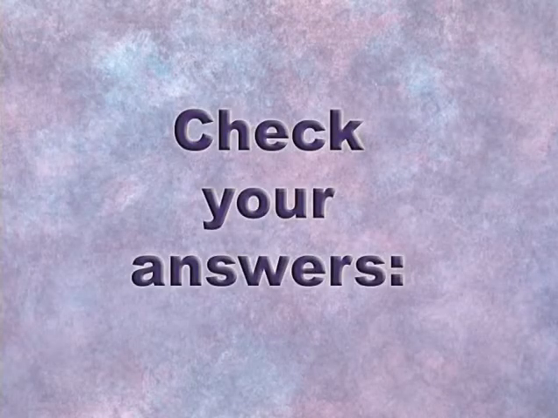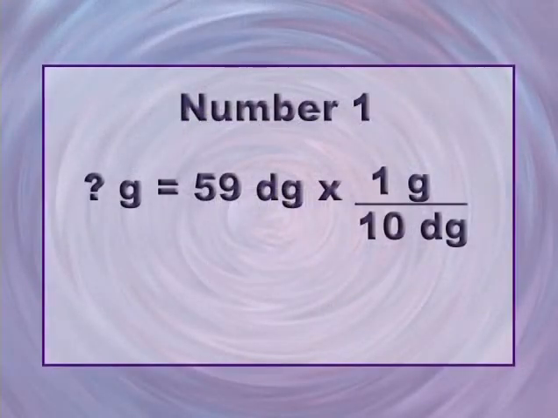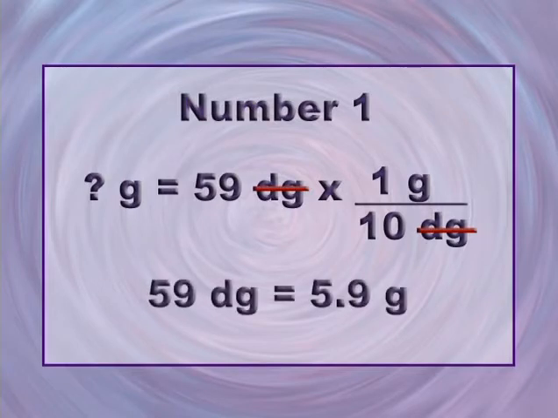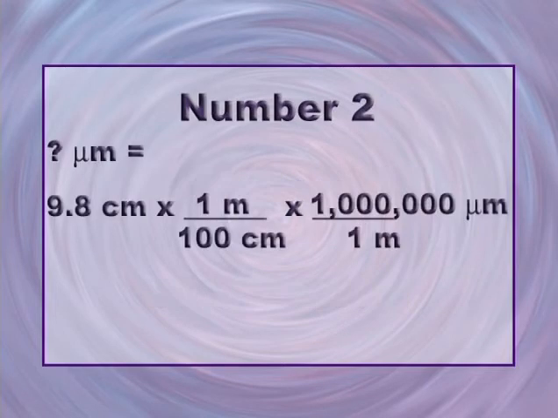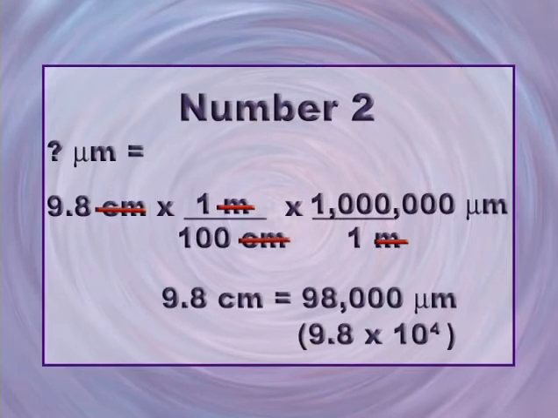Now I want you to check your answers. In number 1, you just had to use a conversion factor that 1 gram is equal to 10 decigrams. If you set it up correctly and did the math, you found that 59 decigrams are equal to 5.9 grams. For number 2, you had to use 2 conversion factors. 1 meter is equal to 100 centimeters, and 1 million micrometers is equal to 1 meter. On this one, if you set it up correctly and did the math, you got 9.8 centimeters equal to 98,000 micrometers. It would also be correct to say 9.8 times 10 to the 4th micrometers.